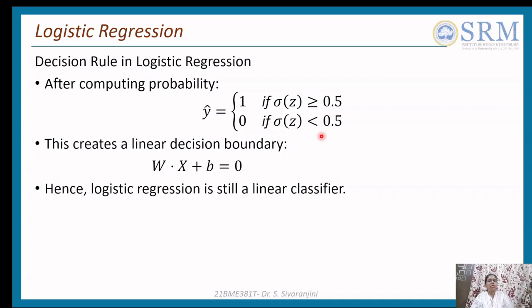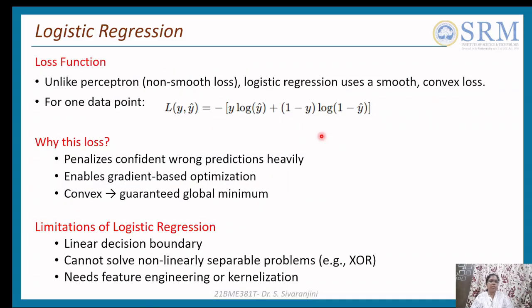So in short, we have seen that logistic regression is still a linear classifier utilizing a sigmoid activation function. So what is the loss function that is used? The loss function is computed at the last part of the network, at the output layer. Unlike a perceptron, which has a non-smooth loss, logistic regression uses a smooth convex loss. So what is a smooth convex loss? How is it calculated for one data point?